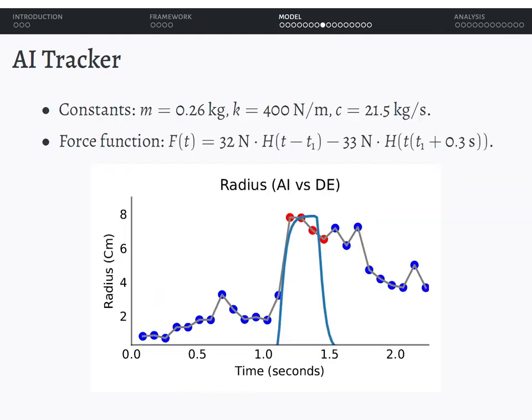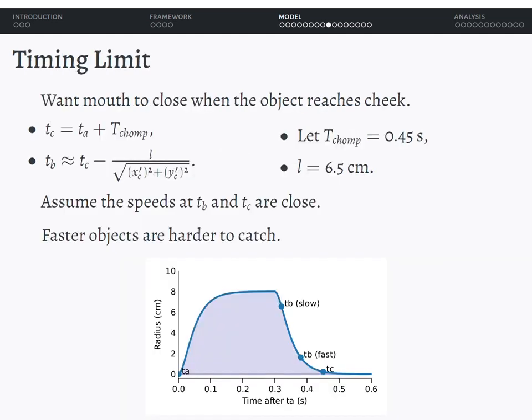The red data points correspond to the instance when Fritz started opening its mouth and finished. Note the dip and rise after the red data points. This can be attributed to a last-ditch effort by Fritz to seize the meatball by slightly closing his mouth and opening it again. Fritz wants the mouth to close when the object reaches its cheek. Otherwise, the object may cause choking or bounce out of the mouth.